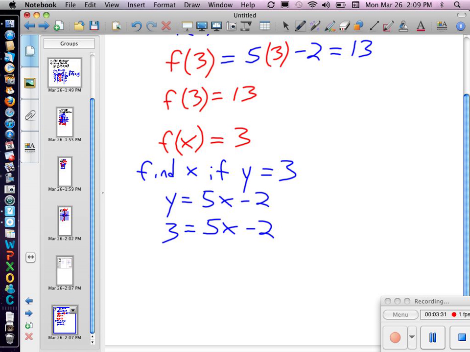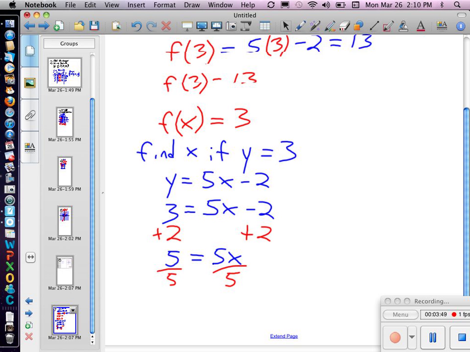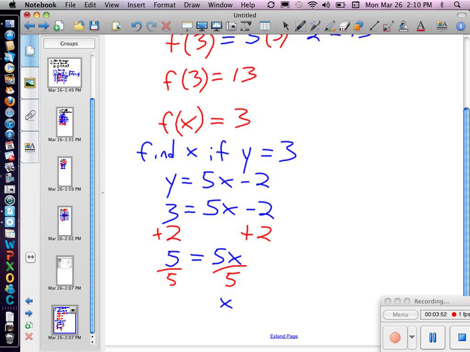Okay? Using our techniques that we've been using for a couple years now. 5 equals 5x. Divide by 5. And we get x equals 1. Okay? So if I tell you f of x equals 3, that means, well, you're looking for x. And so we figure, well, x would equal 1 in that case.